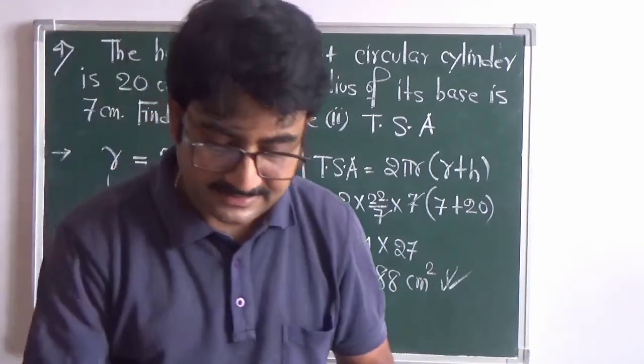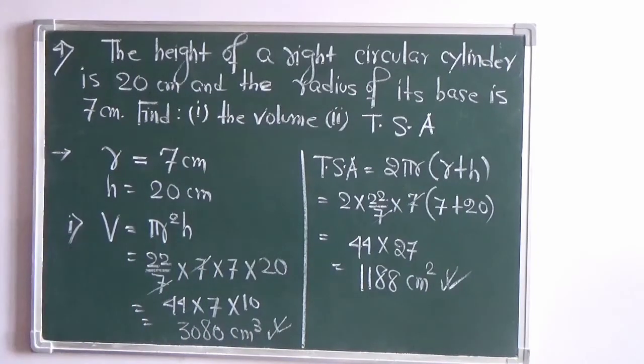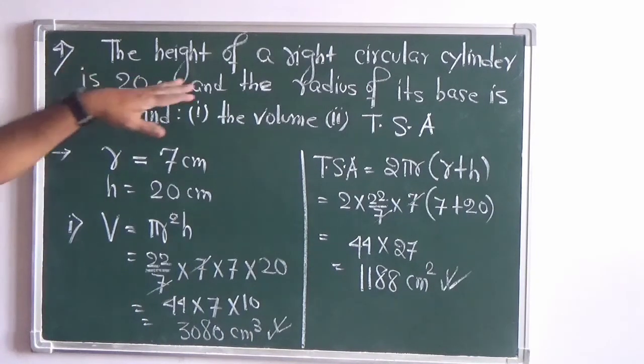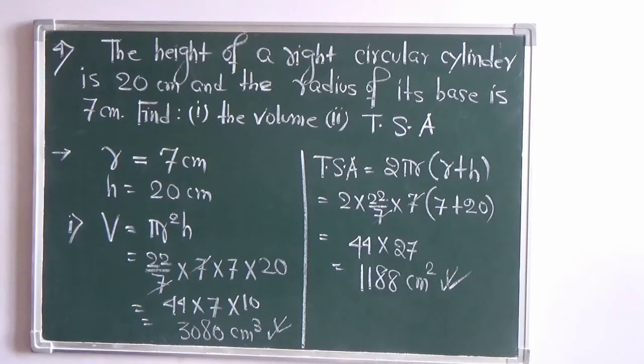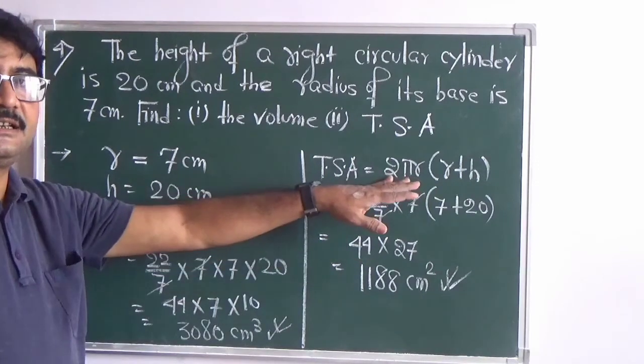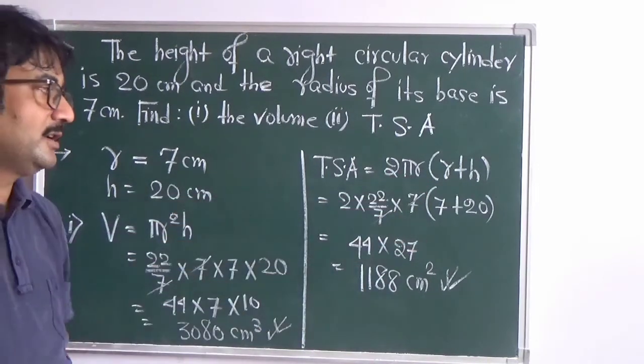Today just manage, no problem. The height of a right circular cylinder is 20 centimeter and the radius of its base is 7 centimeter. So find the volume and the total surface area. Putting the values of the radius and the height in the formula for the volume, pi r square h, we get the volume as 3080 centimeter cube. Putting the values of r and h in the formula of the total surface area, 2 pi r into r plus h, the final result is 1188 centimeter square.